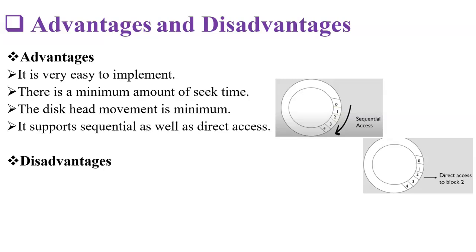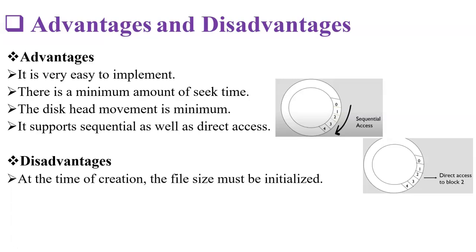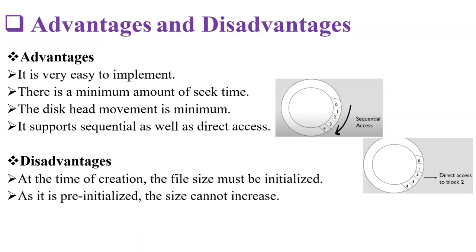Let us understand some disadvantages of contiguous file allocation. At the time of creation, the file size must be initialized. This is the major limitation of the contiguous file allocation method, wherein the size of the file is static. It is not dynamic, which means it cannot be increased. It should be initialized at first itself. As it is pre-initialized, the size cannot increase.